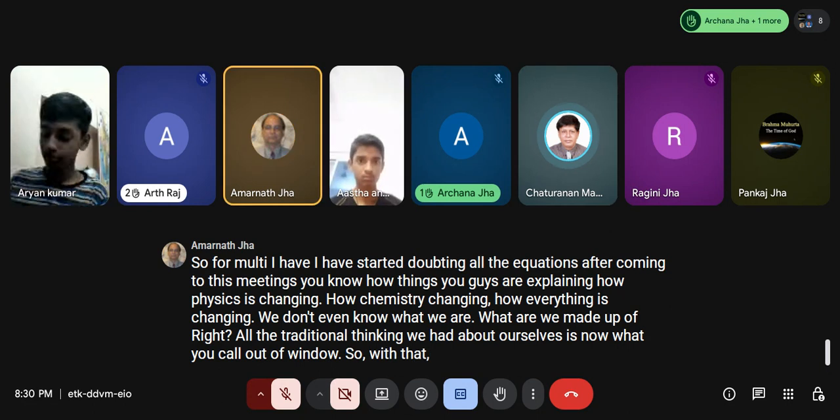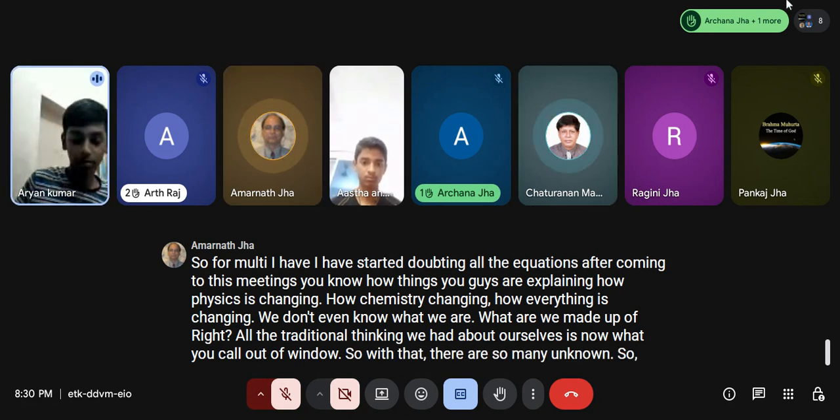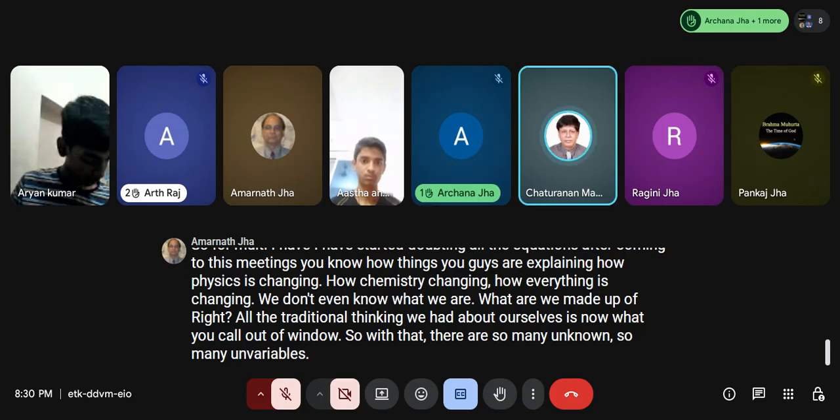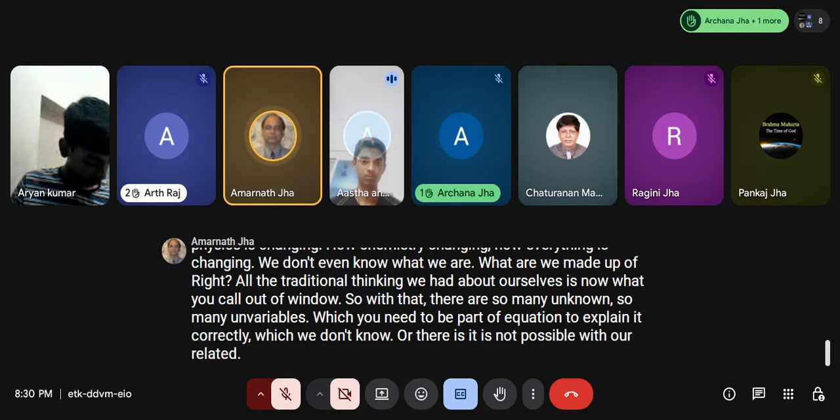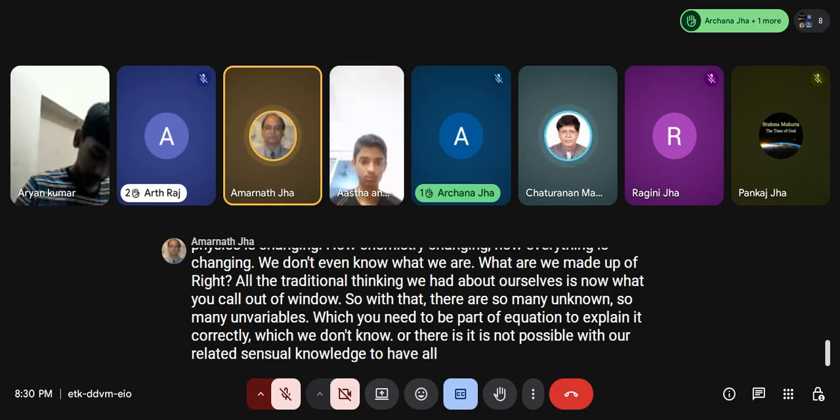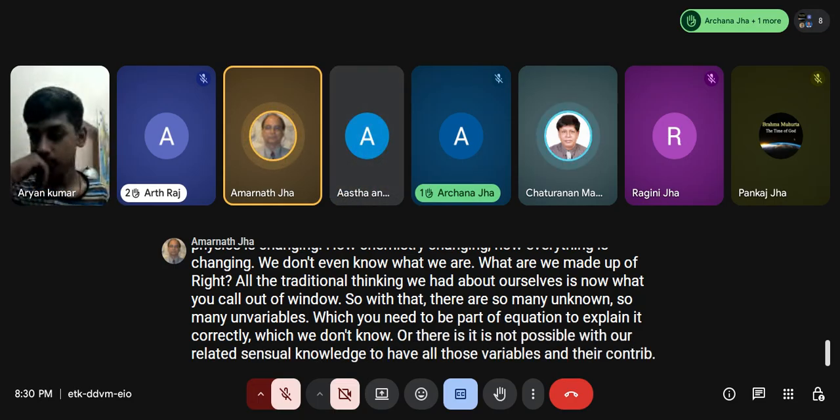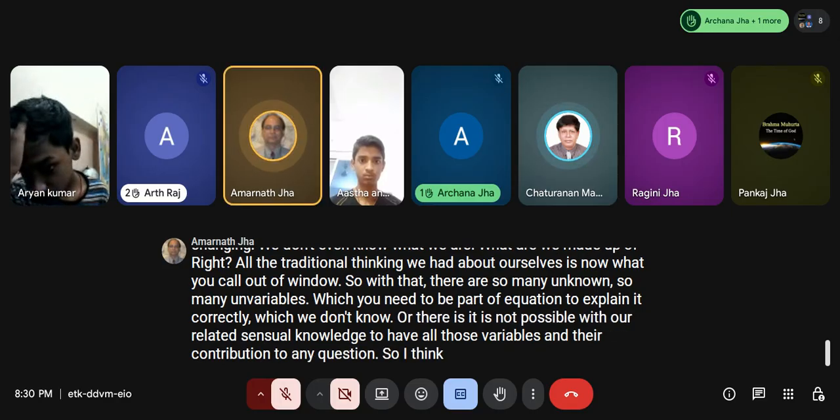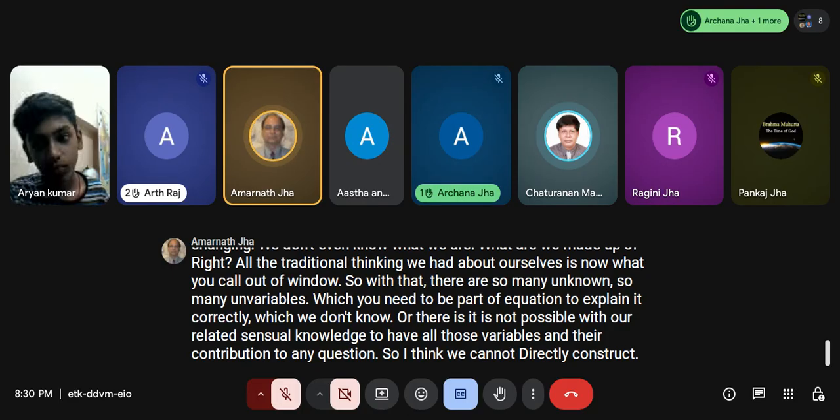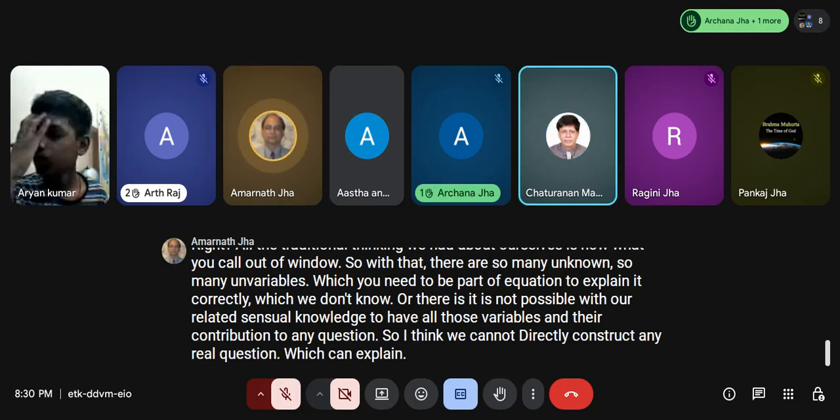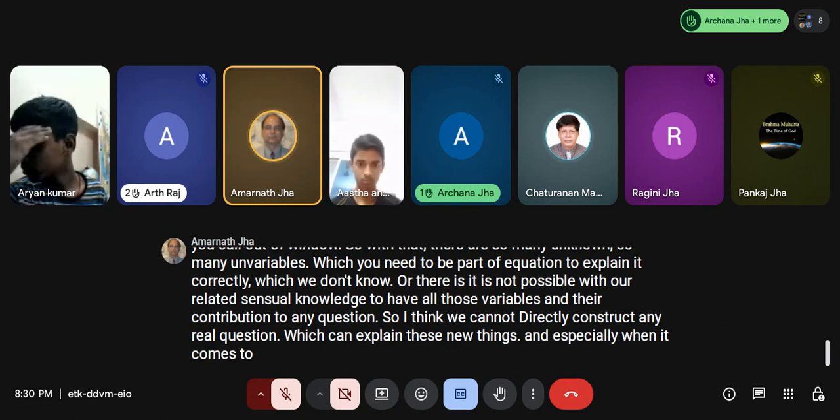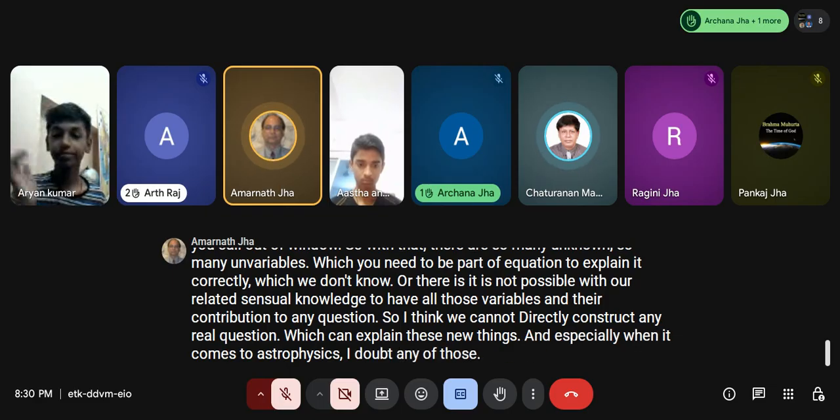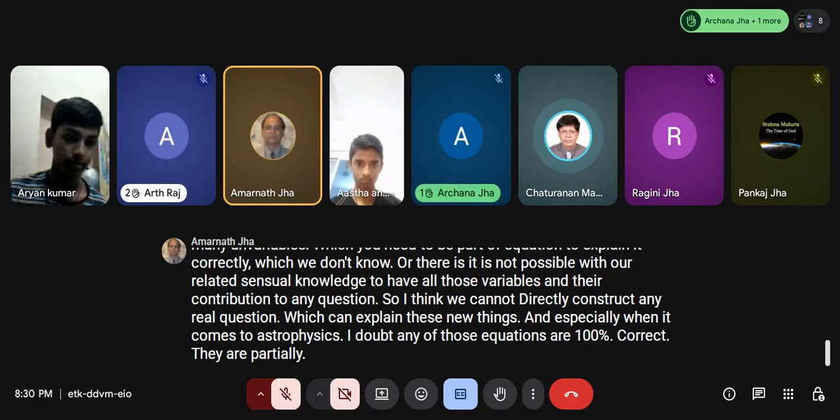So with that, there are so many unknown variables, which is the question to explain it correctly, which we don't know, or it is not possible with our limited sensual knowledge to have all those variables and their contribution to any equation. So I think we cannot correctly construct any real equation which can explain these new things. And especially when it comes to astrophysics, I doubt any of those equations are 100% correct. They are partially correct, but not 100%.